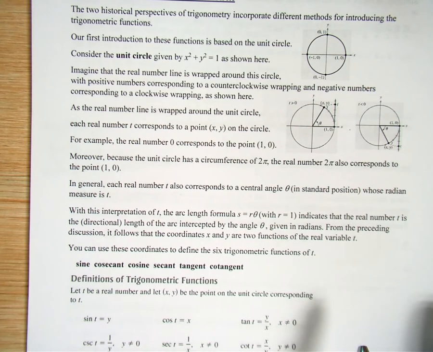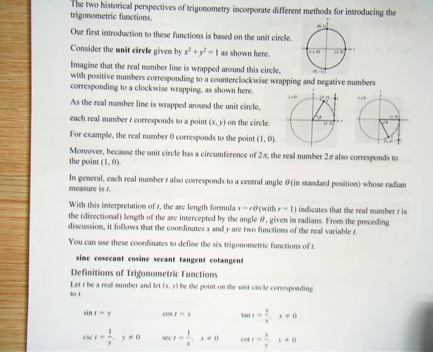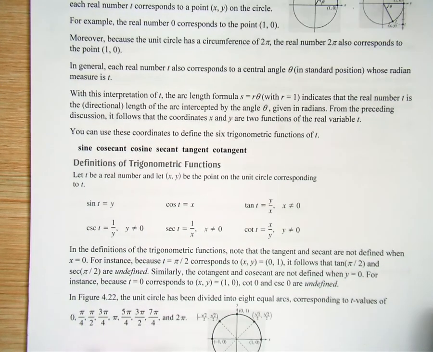Because tangent is sine over cosine, cosecant is 1 over sine, and secant is 1 over cosine. Cotangent would be cosine over sine. So we can do that. Not too bad. Let's jump on down here. They try to make it sound tough. It's not that tough.